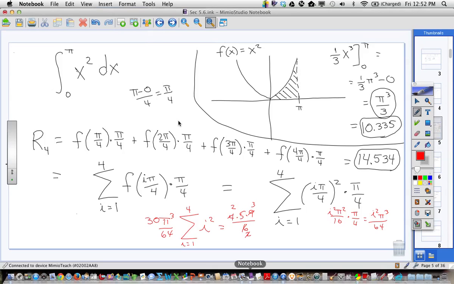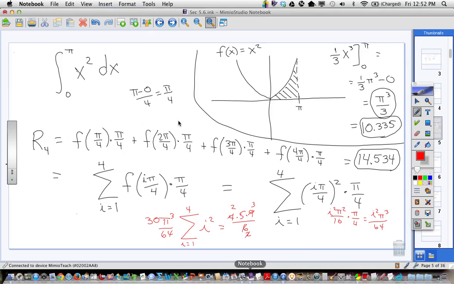We want to take it out of the i notation by taking i pi over 4 and plugging it in for x. Because that's what we do. If we have f of 2, we put a 2 in for x. f of a, we put an a in for x. f of i pi over 4, we put an i pi over 4 in for x. So we put that in for x, that's squared, we get that. Now, today, on our homework for Monday, we will actually stop right there. We'll be good stopping right there.